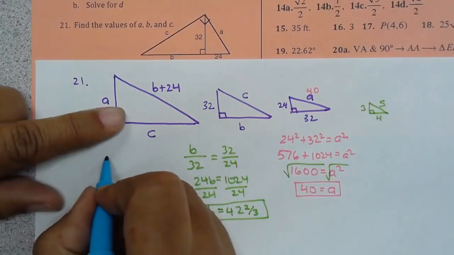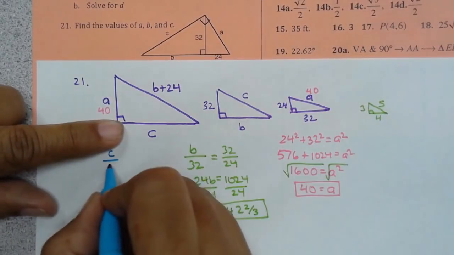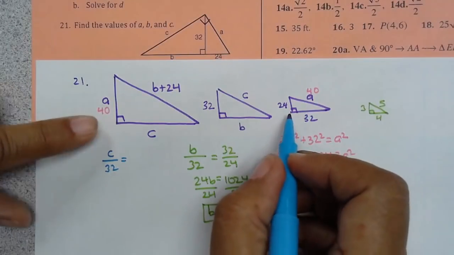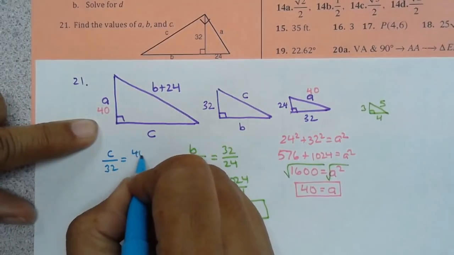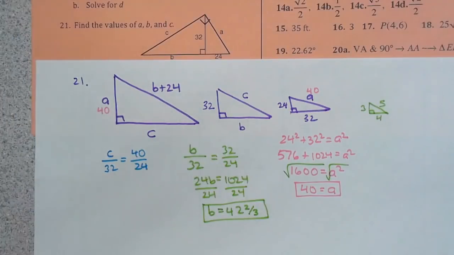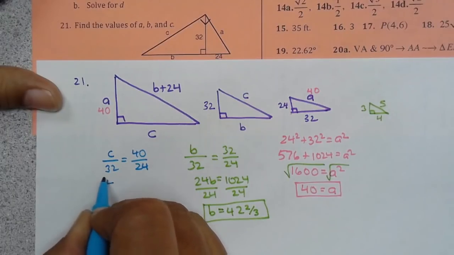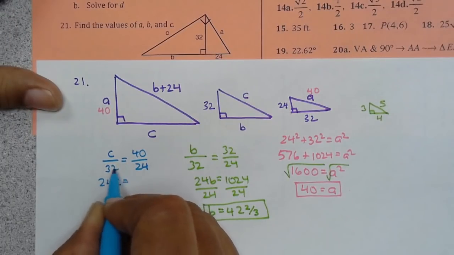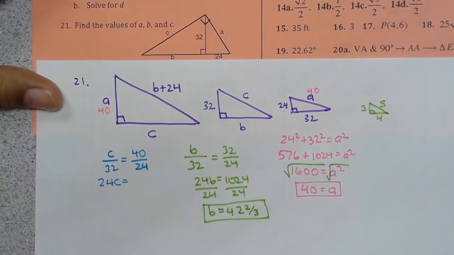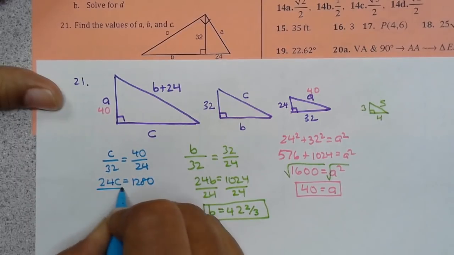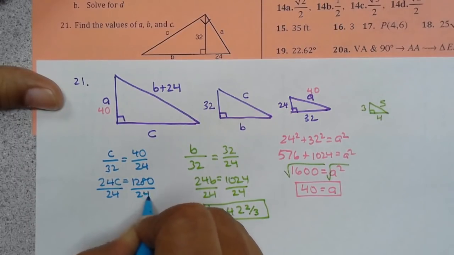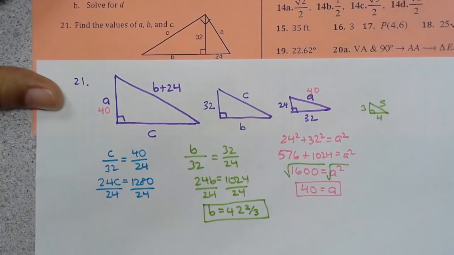All right, so solve for C. I'm going to go ahead and use C over 32, setting a proportion, equals 40 over 24. And you could reduce also before you cross multiply, but I'm going to go ahead and just cross multiply. So we have 24C equals 32 times 40, which is 1280. Divide both sides by 24. And we get another fraction, which is 53 and 1/3.